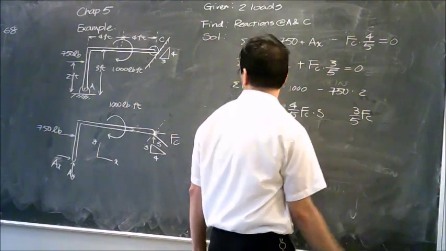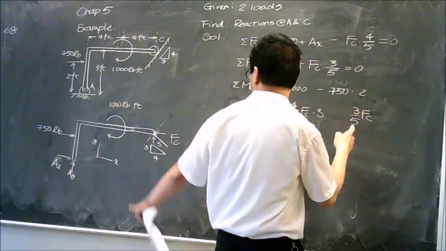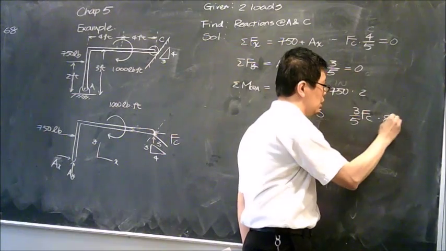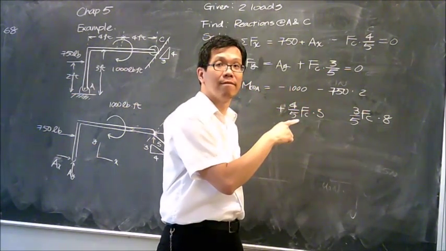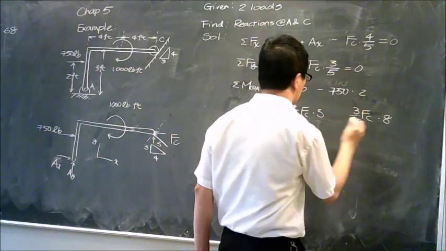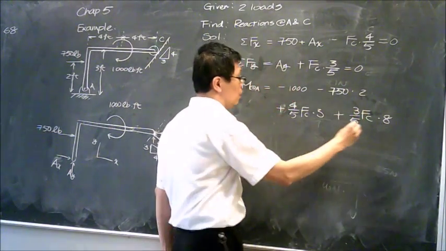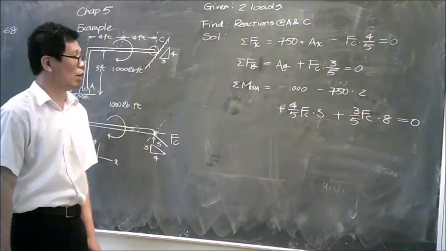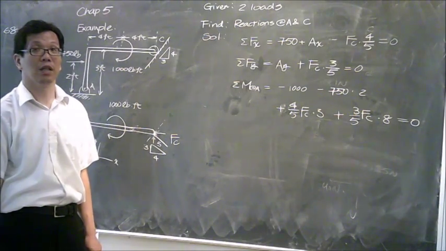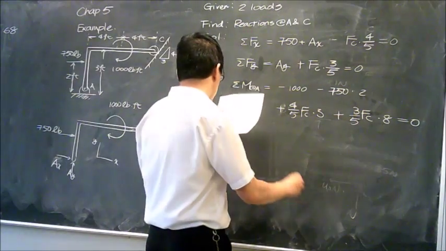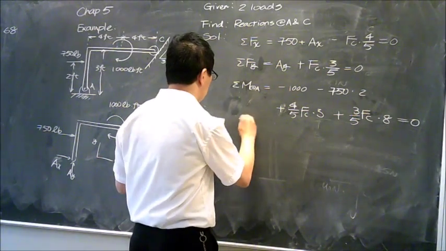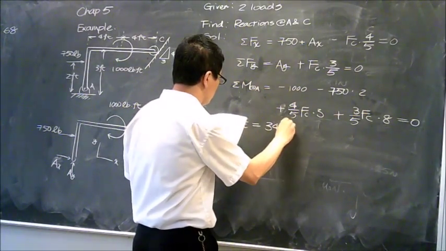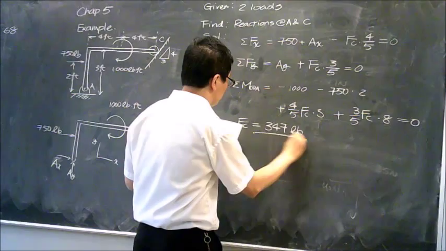How about the vertical force? It's going to be 0.6, or 3 over 5 FC. And what is the moment arm in this case? 8. Is this going to be positive or negative? Positive, right? Equals what? 0. So how many unknowns do we have here? Just 1, right? Just FC. So if we do that, we actually can get FC equals 347 pounds.